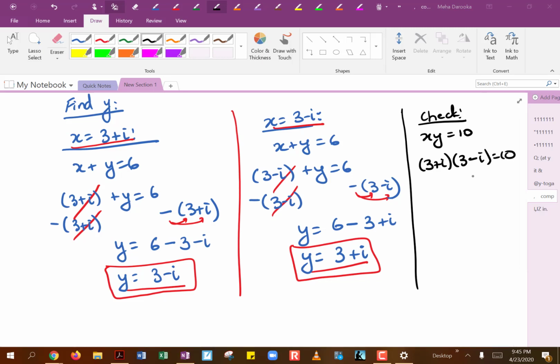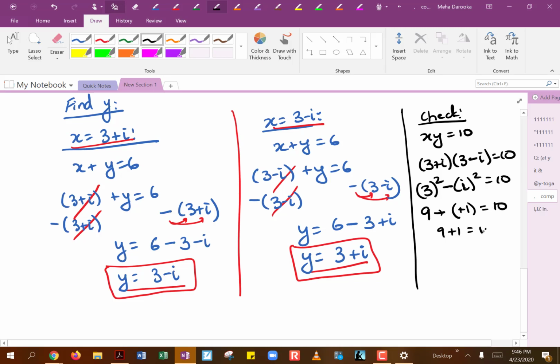So this will be, you can use a squared minus b squared for difference of squares. So that will end up giving us 3 squared minus i squared. 3 squared is 9. i squared is negative 1. The two negatives here become positive. 9 plus 1 will be 10. And you can see you end up getting a true statement.